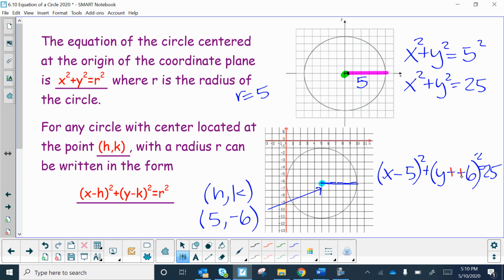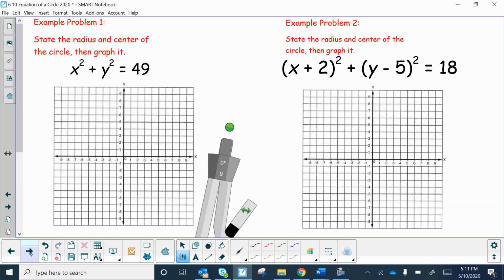Okay. And so you'll get used to it where you just write it out from the beginning. X minus 5 squared plus y plus 6 squared equals 25. Okay, so we're going to write out some equations and maybe identify some parts of the circle with all sorts of examples here next. So let's start off with problem 1.